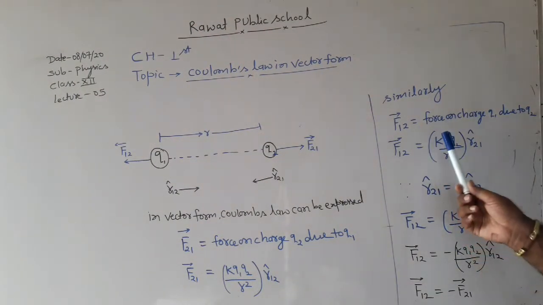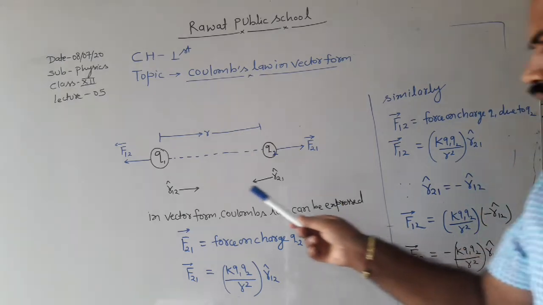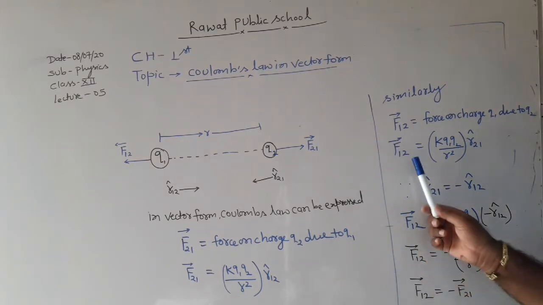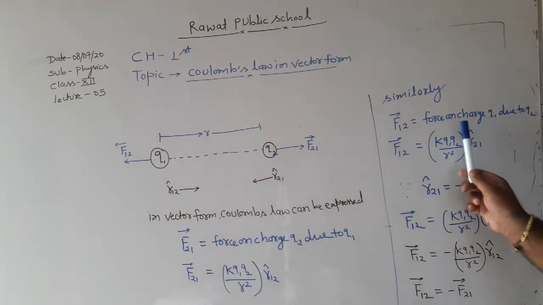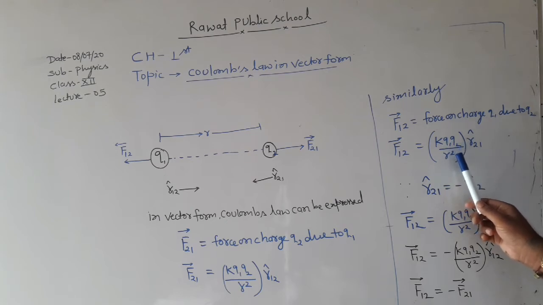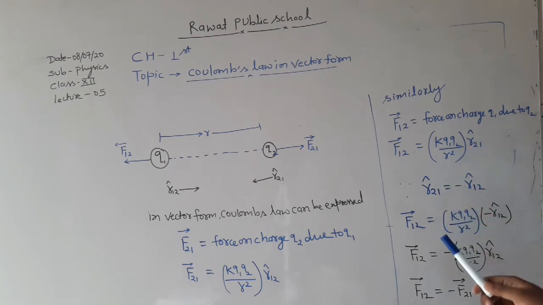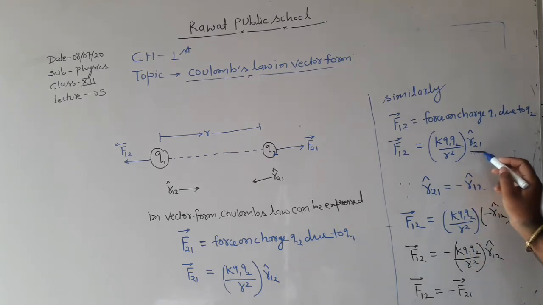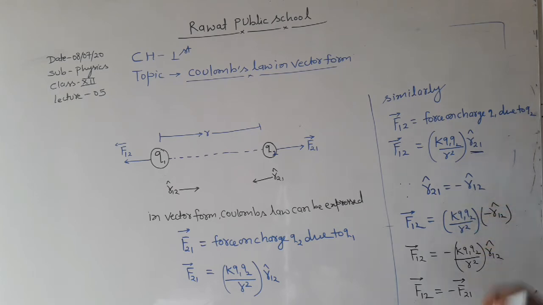Similarly, F12 is the force on Q1 due to Q2. So the direction of F12 is given by the unit vector R21. So F12 in vector form has magnitude K Q1 Q2 by R square, and the direction is given by R21. Since R21 is equal to minus R12, in place of R21 we can write minus R12. Clear? Minus sign common.